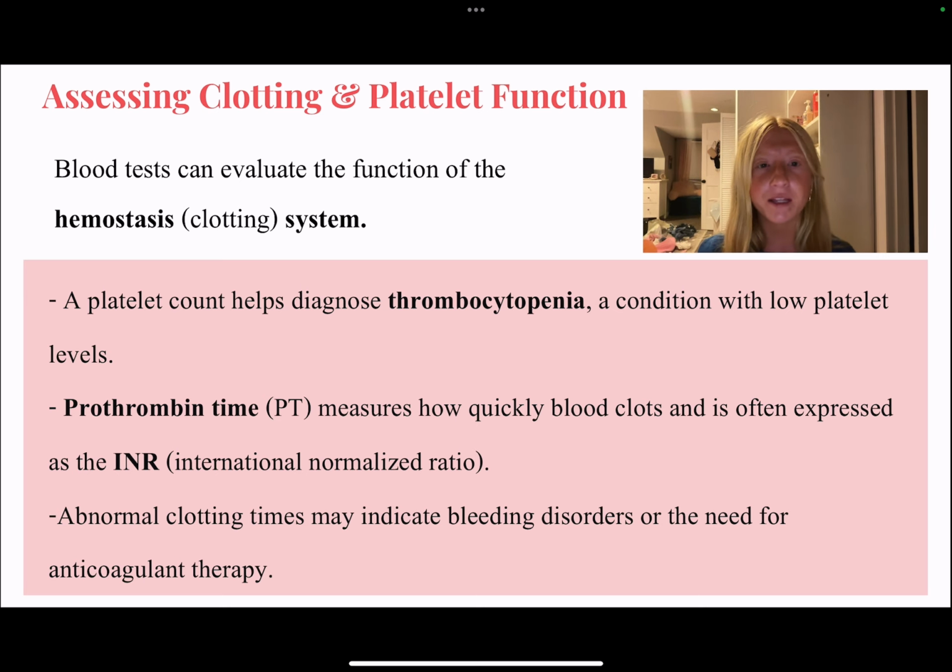Assessing clotting and platelet function. Blood tests can evaluate the function of the hemostasis system. A platelet count helps diagnose thrombocytopenia, a condition with low platelet levels. Prothrombin time measures how quickly blood clots and is often expressed as the INR, or International Normalized Ratio. Abnormal clotting times may indicate bleeding disorders or the need for anticoagulant therapy.